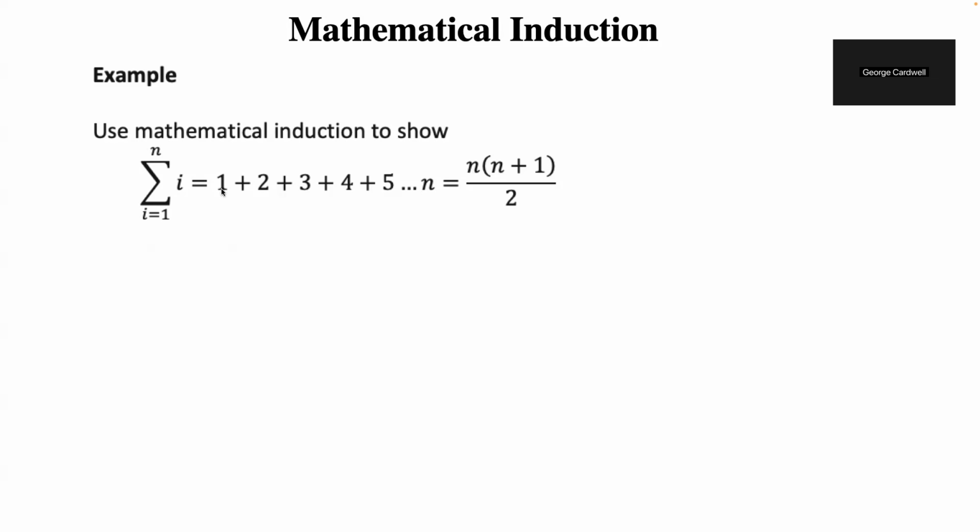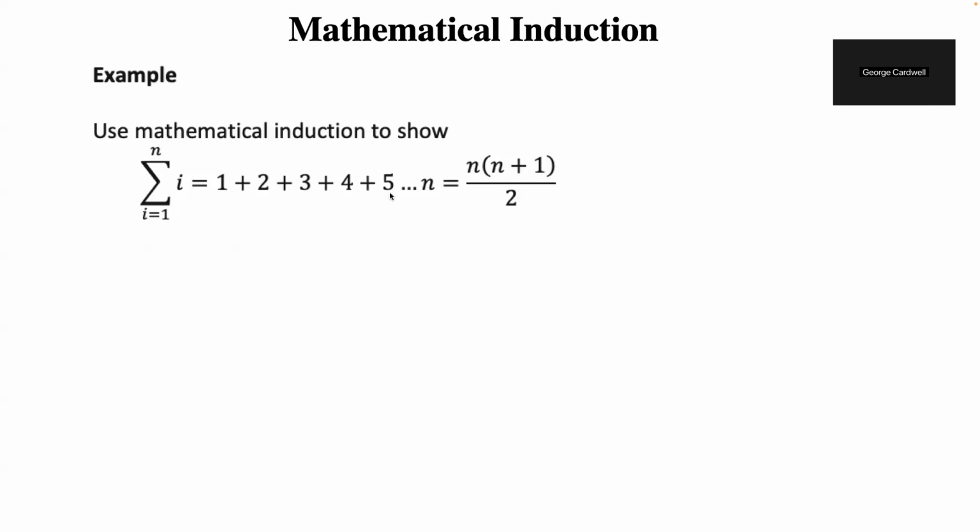So for example, if you go 1 plus 2 plus 3 plus 4 plus 5, it turns out to be 15, right? 3, 6, 10, 15. If I take 5 and put it there, I've got 5 times 6 divided by 2. 6 divided by 2 is 3. 5 times 3 is 15. That's an example of this formula working for n equals 5. Induction enables us to show that it'll work for any n greater than or equal to 1.